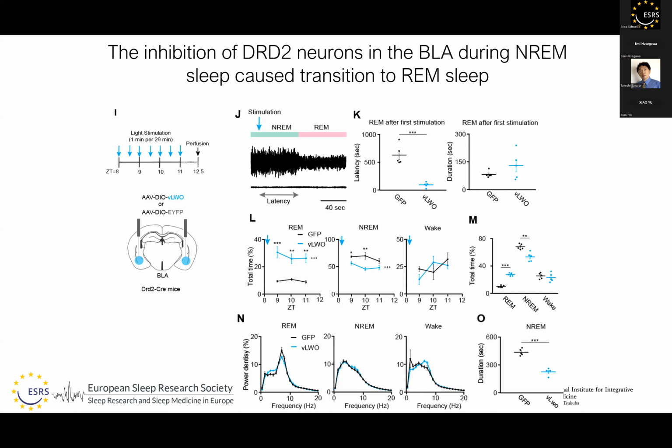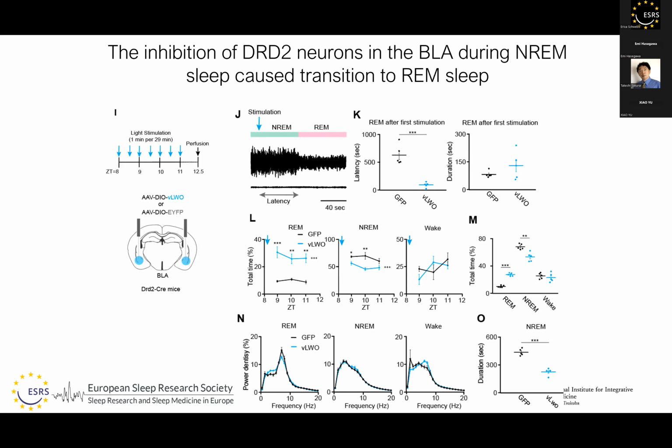Then we tried to examine the effect of this manipulation in vivo. We implanted optic fibers bilaterally in the BLA in DRD2 mice expressing VLWO in the BLA and optogenetically inhibited DRD2 cells in the BLA while monitoring EEG and EMG. The inhibition of DRD2 neurons in the BLA during non-REM sleep triggered non-REM to REM transition. REM sleep began about 19 seconds after the stimulation, which was significantly shorter than that of control, expressing only EGFP.